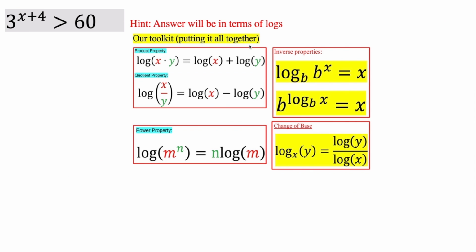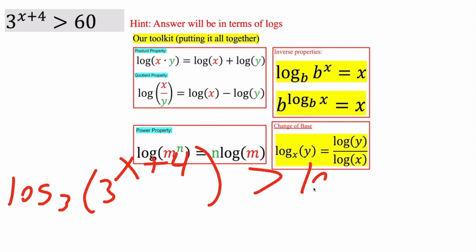And if you want to pause the video here and attempt this problem, feel free. So same issue with this problem, like 3 raised to 3 is 27 and 3 raised to 4 is 81. So there's no value to give us 60. So we have to apply the inverse property of logs. So we do log base 3 on both sides in order to get rid of this 3. So we put log base 3 of 3 raised to x plus 4 is greater than log base 3 of 60.